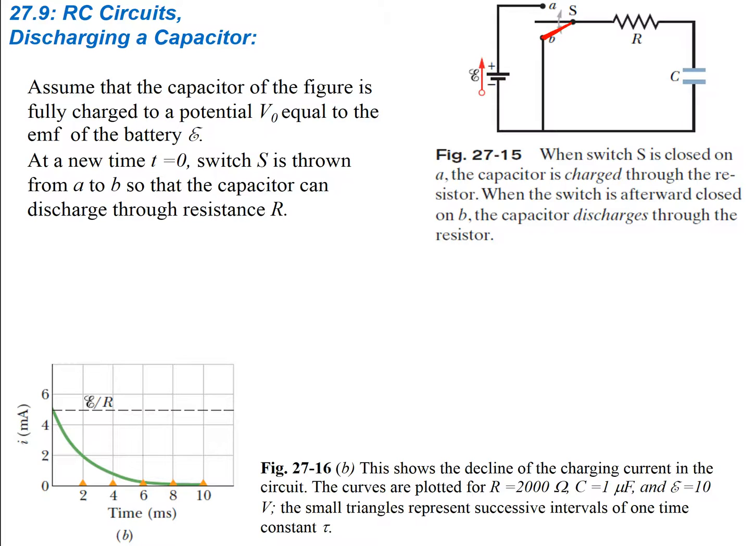So assume that the capacitor of the figure is fully charged to a potential V0 equal to the EMF of the battery. At a time t is equal to 0, switch S is then thrown from a to b so that the capacitor can discharge through the resistance. Right, so you have some initial voltage which is just going to be the EMF, right? It's the highest value that the capacitor could be, or the highest charge rather, the highest voltage.